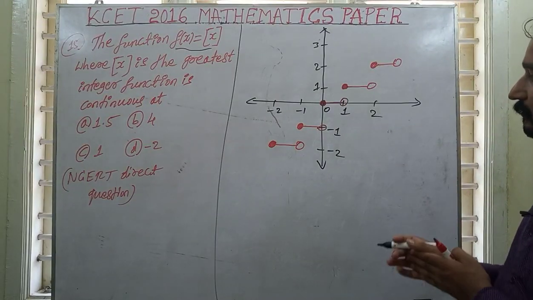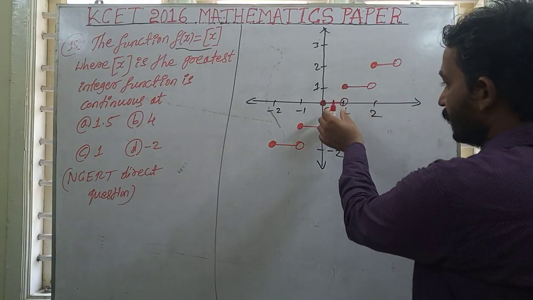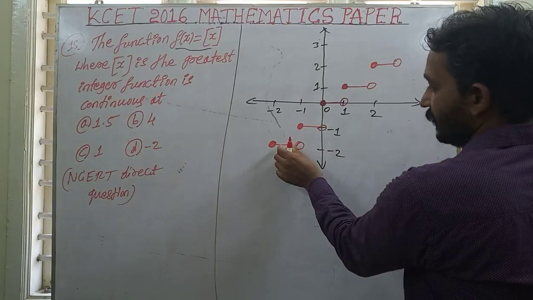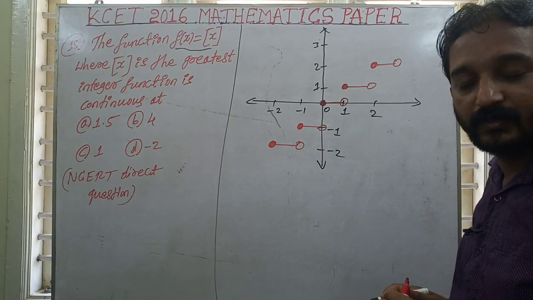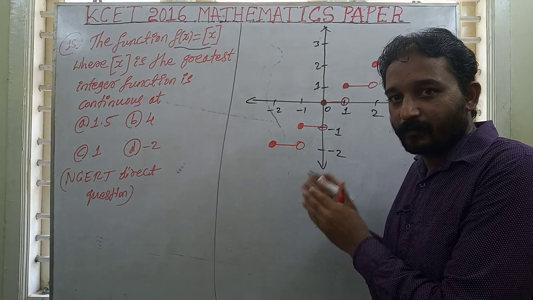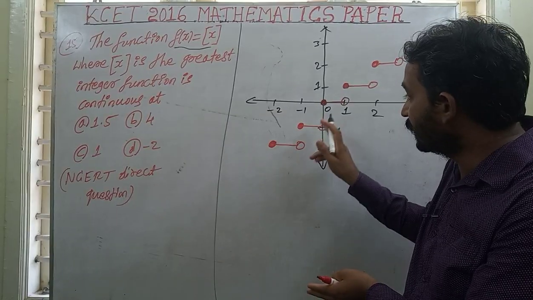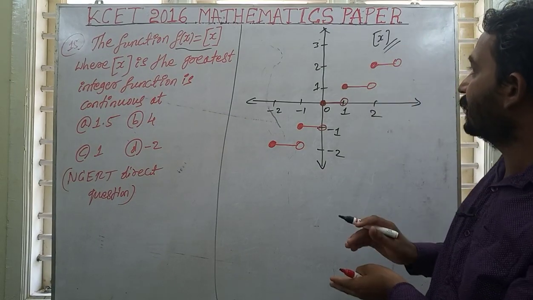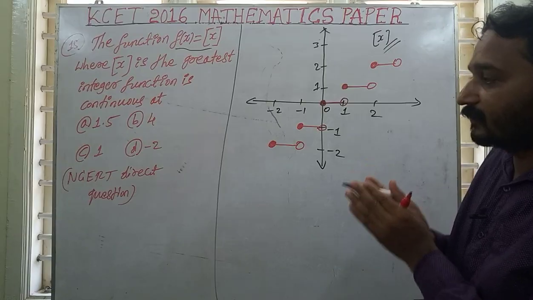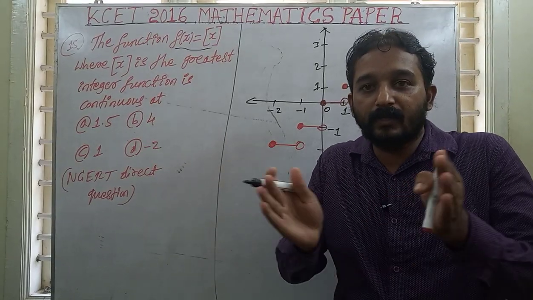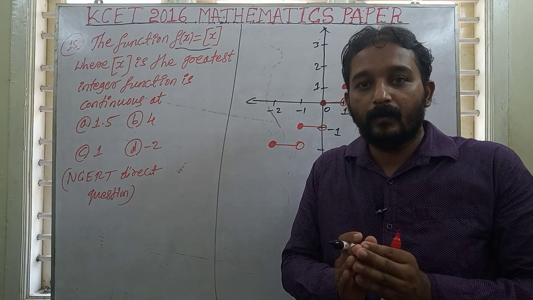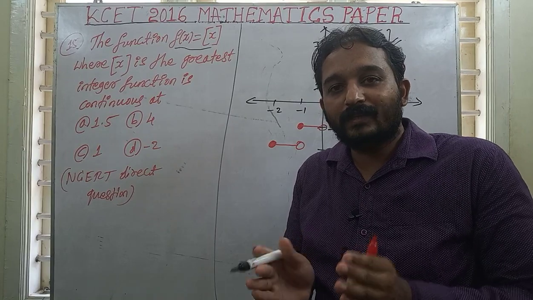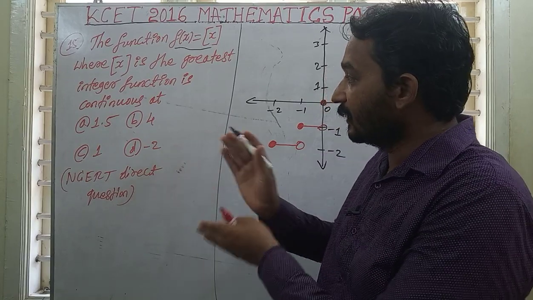Let us see the graph. This graph is continuous between any two integers. Carefully observe, this graph is cut or broken at every integer. This is the greatest integer function graph. So we conclude that the greatest integer function is continuous between any two integers, discontinuous at every integral point. Using this statement we have to identify the continuous point.